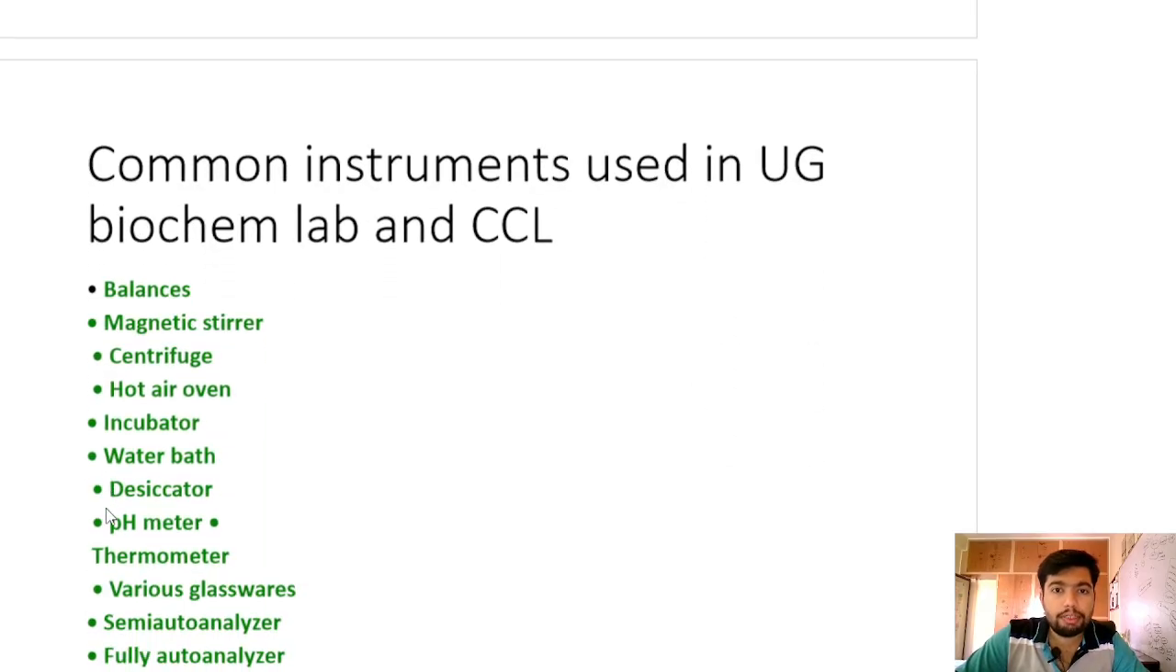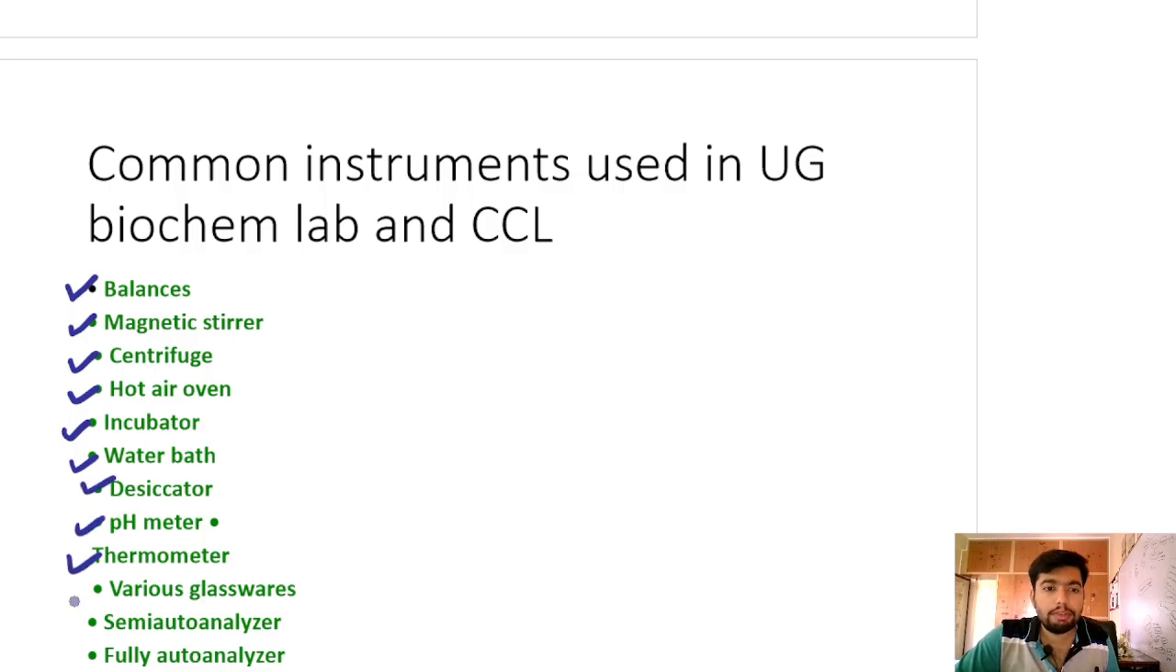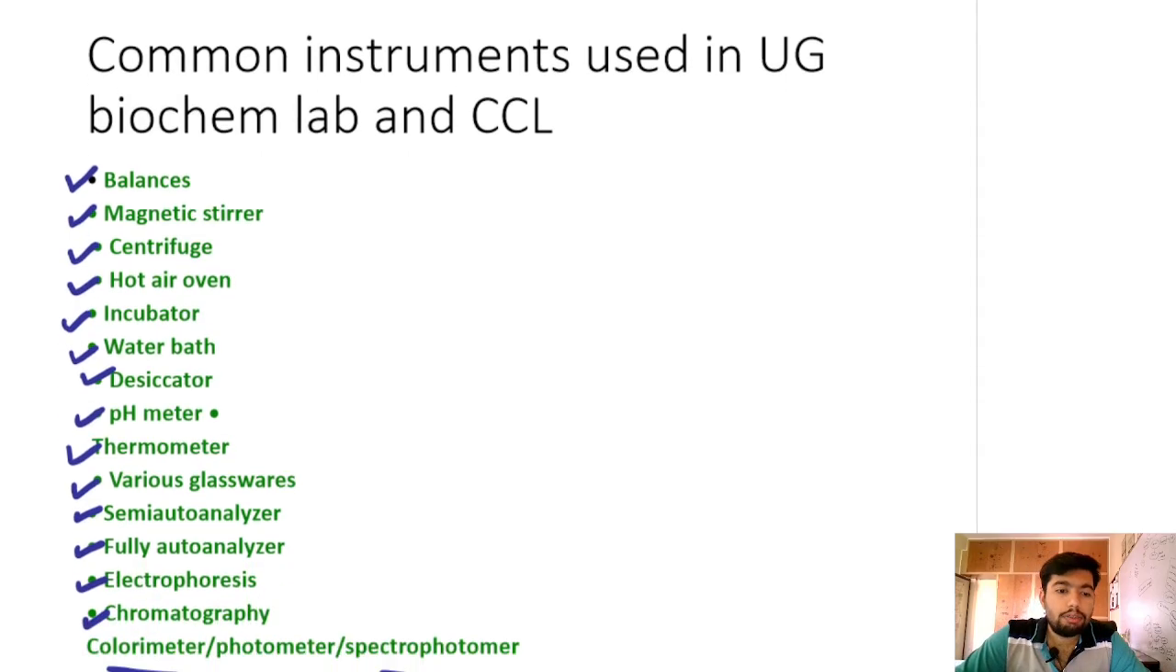So what are the common instruments used in a UG biochem lab as well as the CCL lab, that is, clinical chemistry lab? The first basic instrument is a balance, then magnetic stirrer, centrifuge, hot air oven, incubator, water bath, all of which will be discussed in subsequent slides. Desiccator, pH meter, thermometer, various glasswares including your pipettes and beakers, semi-automated analyzer, fully automated analyzer, electrophoresis chamber, chromatography chamber also, electrophoresis apparatus also, colorimeter, then photometer, and then spectrophotometer. So starting with the balances.